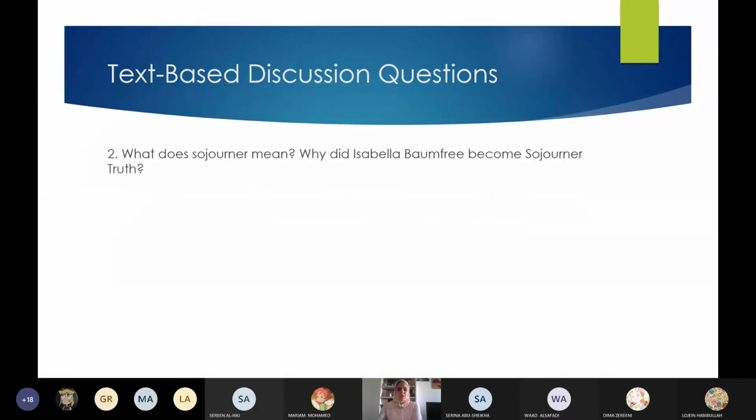What does sojourner mean? Why did Isabella Baumfree become Sojourner Truth? What does she mean at the beginning? What does her name mean? Can you tell me? You can Google it while we talk now, girls. What does sojourner mean?